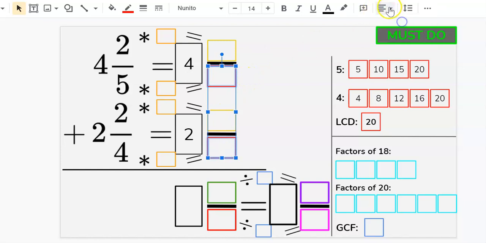I'm going to fix these so it's in the middle. 20 is my denominator here and here.